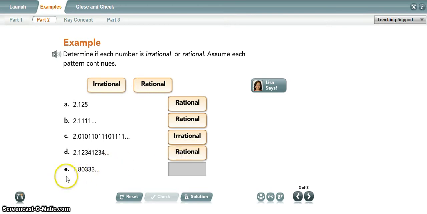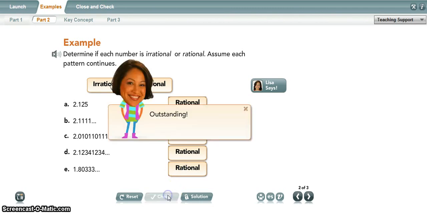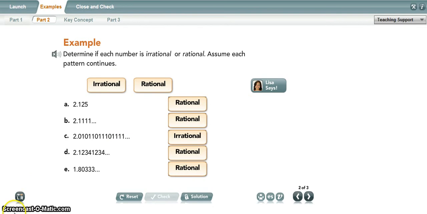And let's look at this one. We have 1 and 8.033333. So the dot dot dot means that it is going to continue the 3. So that does make this a repeating decimal, so it's also rational. Go ahead and check. And yes, we got them all correct.